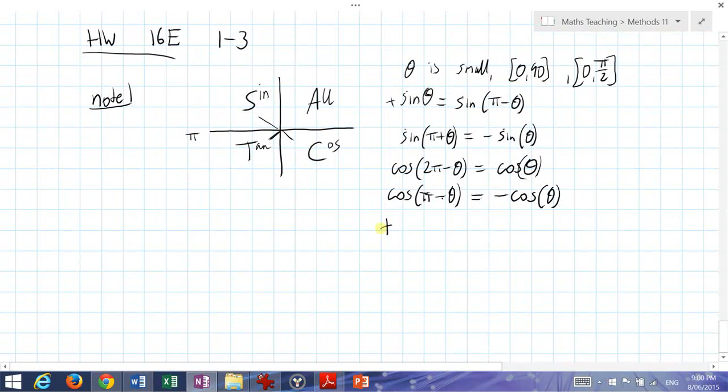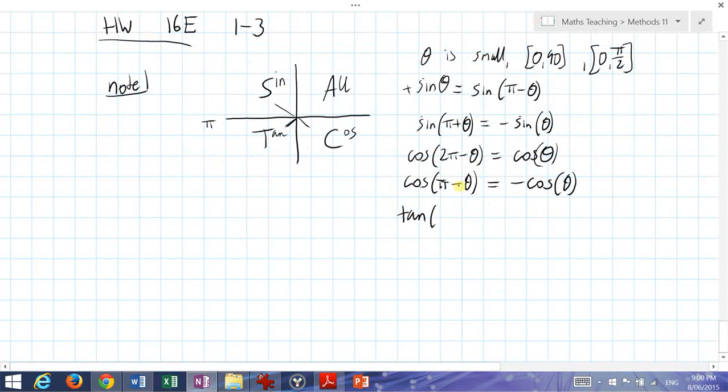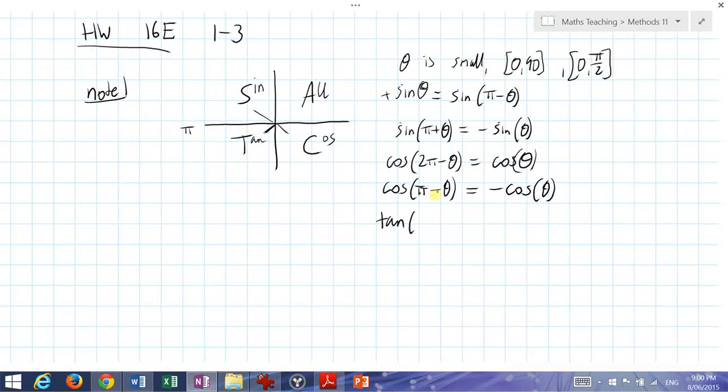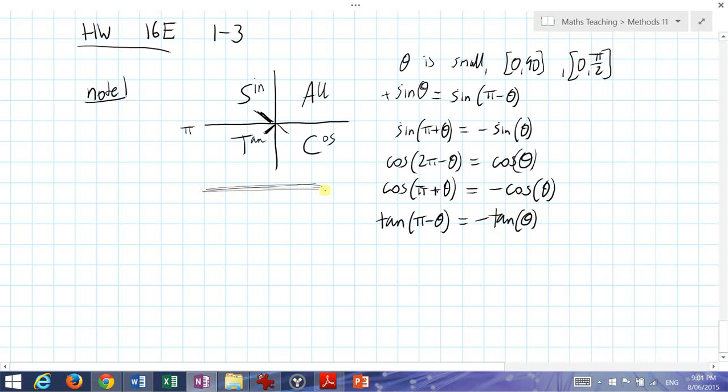I'll give you one more example. Tan of pi, the previous example, cos of pi minus theta, then we do cos of pi plus theta. Cos of pi plus theta is in the third quadrant, which is negative. Tan of pi minus theta, that's in our second quadrant, where only sine is positive, so tan has to be negative. We're going to come back to this, and we're going to mention this a few times. ASTC helps you work out where sine, cos, and tan are positive and negative, and helps you remember those symmetries.